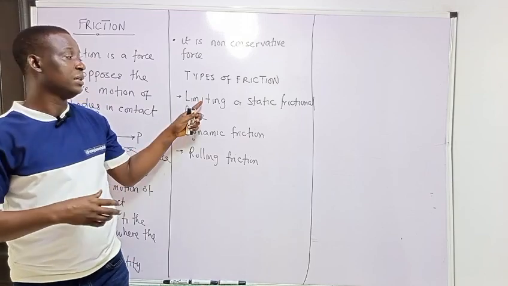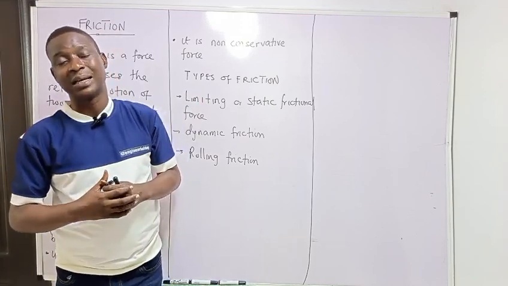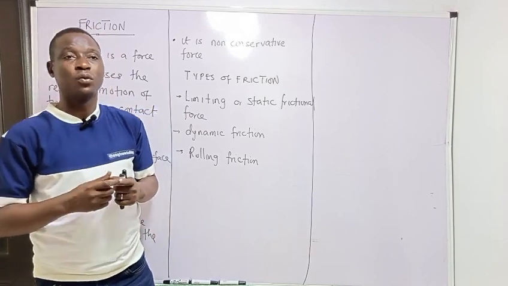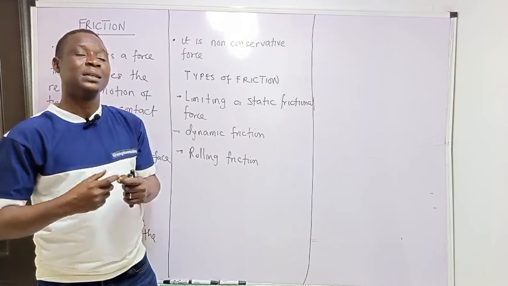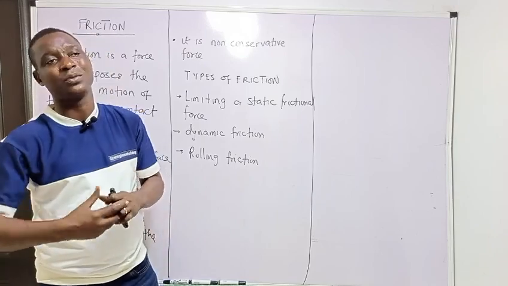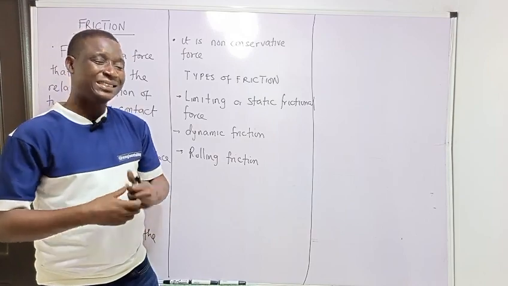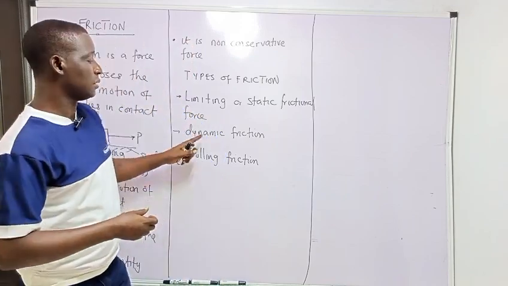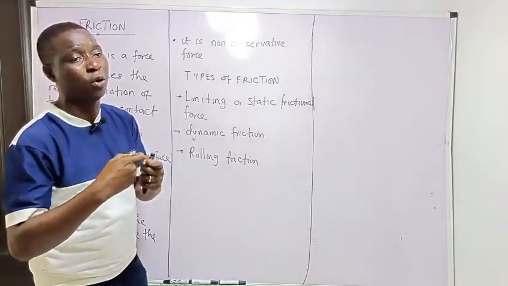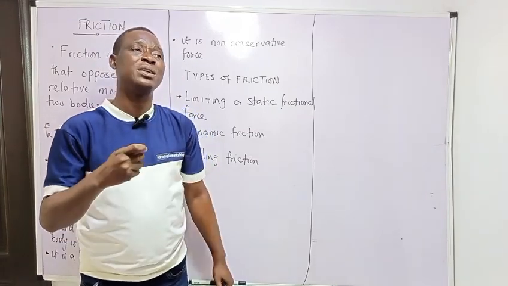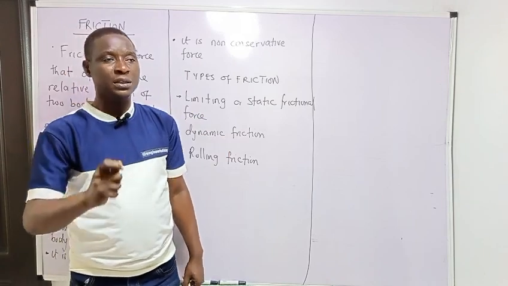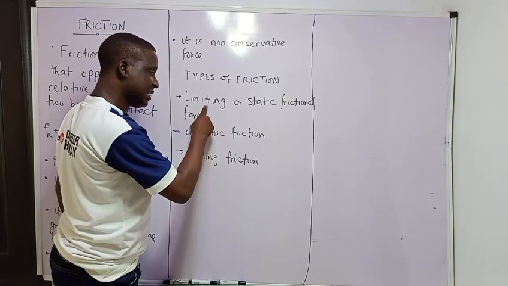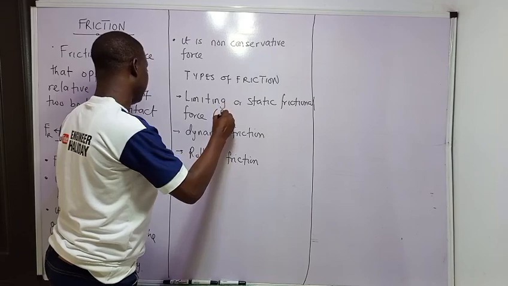The limiting frictional force is that force that opposes the relative motion of two bodies in contact when the body is just about to move. That means when one of the bodies is just about to slide over the other, that opposition is the frictional force we experience against the motion. When there is sliding, when one body slides over the other, the dynamic friction is the force that opposes the motion of the bodies in contact. In this case there is sliding, there is movement. In the static case, the body is at rest.